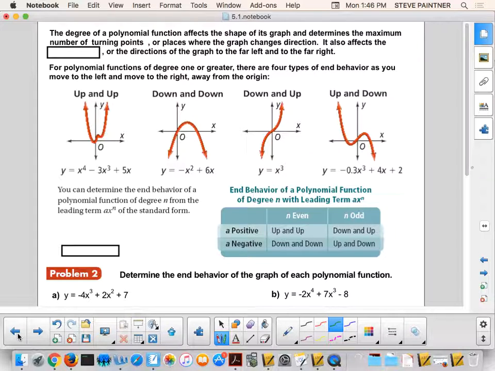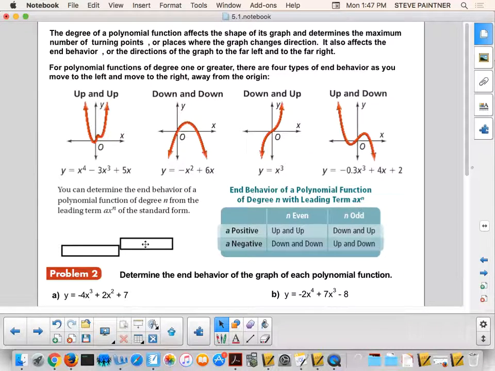Here it says the graph changes direction. That's what a turn is. It also affects, this is what you and I are talking about, the end behavior. Remember when I circled those things? The end behavior is what it does at the ends of the graph. Does it go up, up, down, down, up, down, or down, up? See, there's 4 things that your polynomial could do.